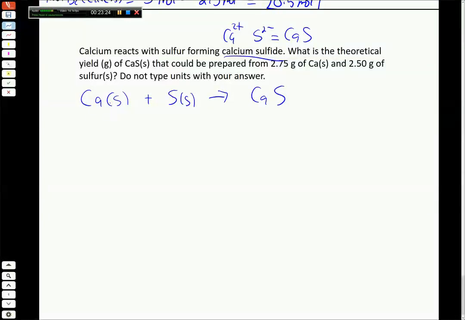Now something we'll learn later on in the course, and something some of you may have already known or even looked up as part of this problem, is that technically the elemental form of sulfur is S8.